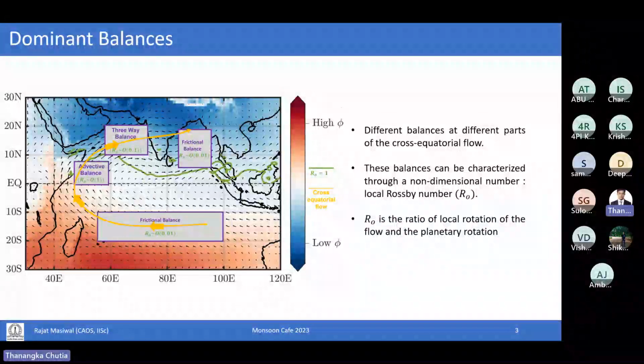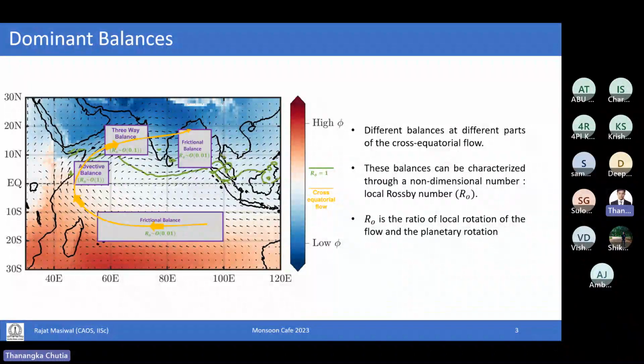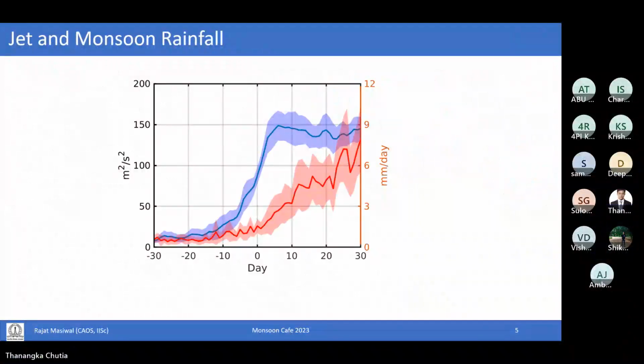Yeah, so friction here has not been calculated. Friction here is computed as the residual of the kinetic energy budget. So we don't have a parameterization of friction here. Whatever is left, we term it as friction. And if you look at the vertical profile of this residual term, you can see that near the surface, it's the maximum. So we can, with some confidence, say that the residual term is indeed the frictional term. Yeah, so within 2 weeks, it goes from seasonal mean winter values to seasonal summer values, and this is the rapid intensification.